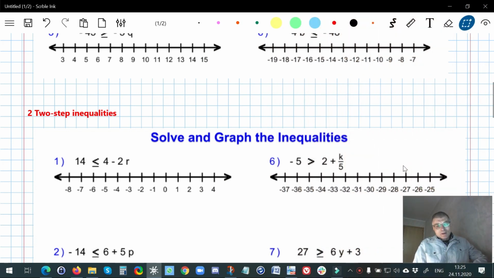Ladies and gentlemen, happy to see you back. And today we're talking about two-step inequalities.